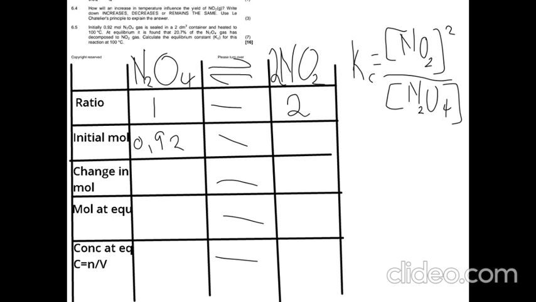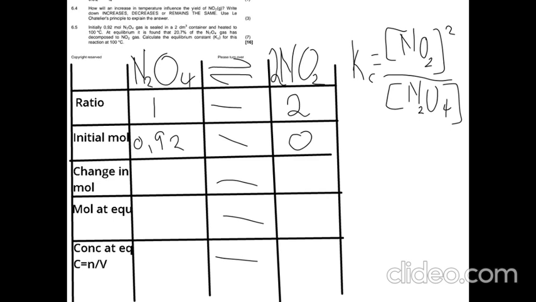All right. Now, what about the change? The change in moles is a tricky one. So before we get there, we need to know that initially the number of moles of nitrogen dioxide gas is 0, because the reaction hasn't yet taken place. So we haven't yet formed nitrogen dioxide. Therefore, this will be 0. Does it make sense? Then let's look at the change in moles.